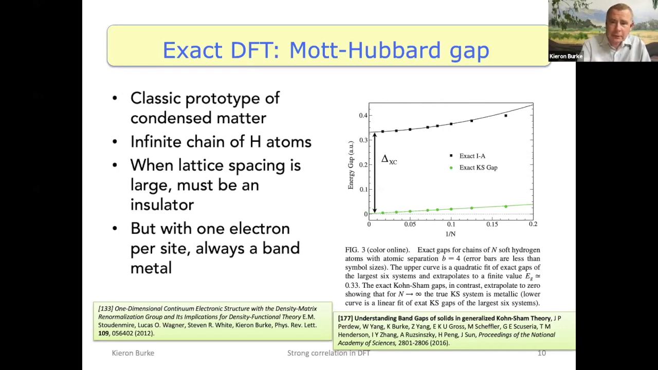Sometime later, there's this paper I was involved with John Perdew and many co-authors, where we analyze gaps with approximate functionals, and especially with the generalized Kohn-Sham theory and why hybrid functionals and meta-GGAs give better gaps when you do a generalized Kohn-Sham treatment.